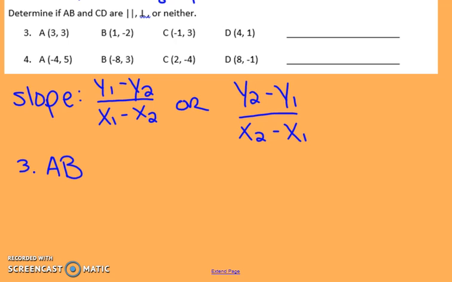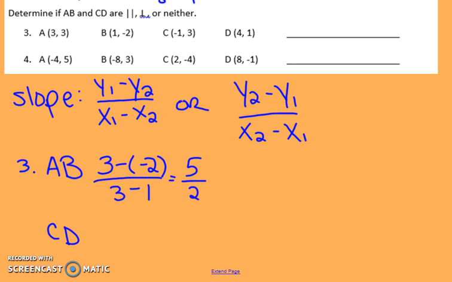So if we look at number 3, if I need to find the slope of AB, I'm going to do 3 minus -2 and 3 minus 1. Well, 3 minus -2 gives me 5. 3 minus 1 gives me 2. Well, now I need to find the slope of CD. So again, I'm going to use the slope formula. I have 3 minus 1, and I have -1 minus 4. 3 minus 1 is 2. -1 minus 4 is -5.